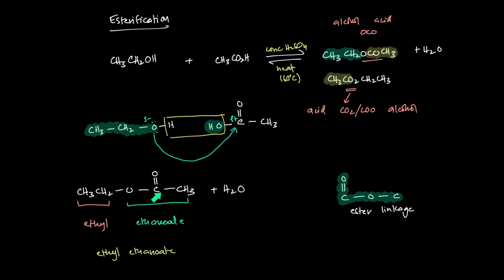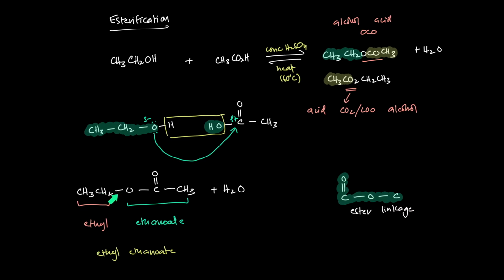You guys remember what ethanoate is? CH3COO, right? And ethyl is just CH3CH2. So that's where the name comes from. But technically this oxygen is from the alcohol. But in the naming convention, we essentially include it as this. This is ethanoate and this is ethyl.